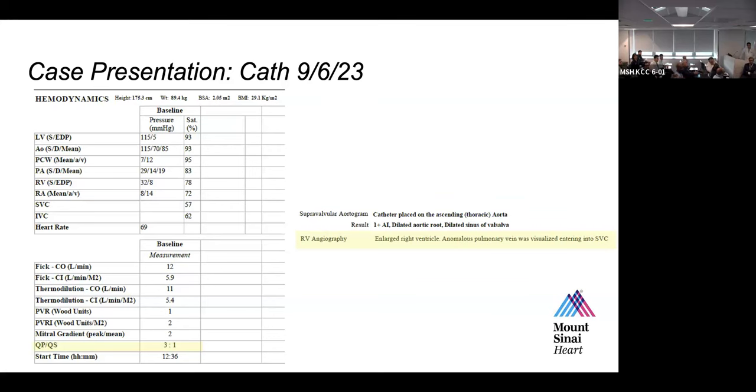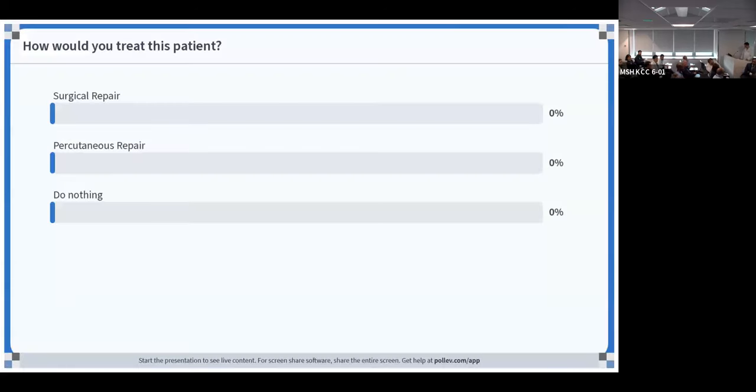Just a quick note, anytime the RV is dilated to that degree, it's at least a 2-to-1 shunt minimum. Exactly. And this was significantly larger, so just from an eyeball picture of the RV, you know that it was more than a 2-to-1 shunt. Exactly. And just to add, can you go back one slide?